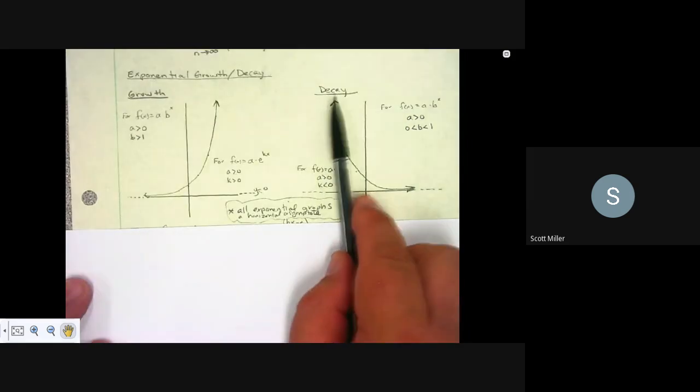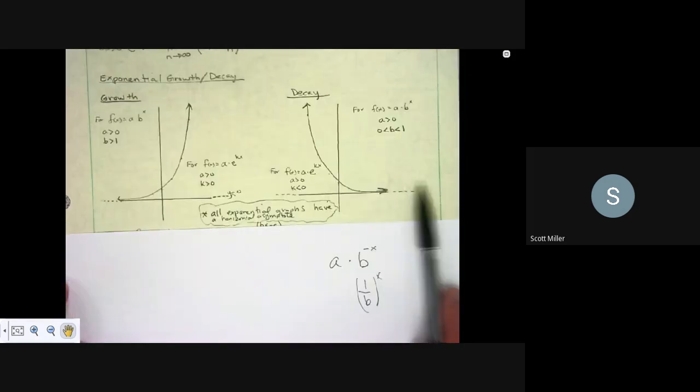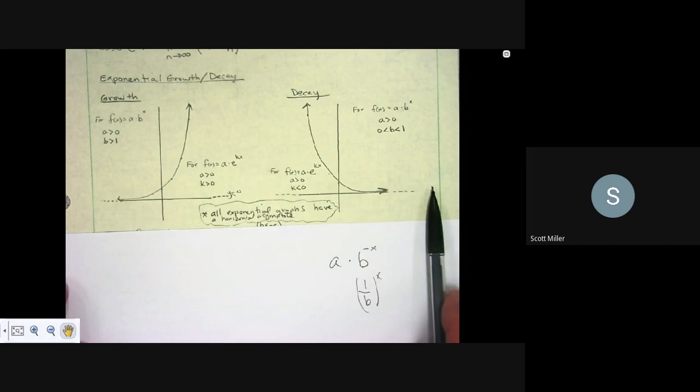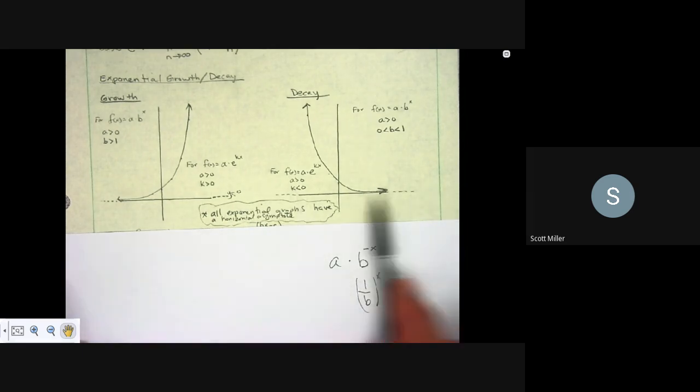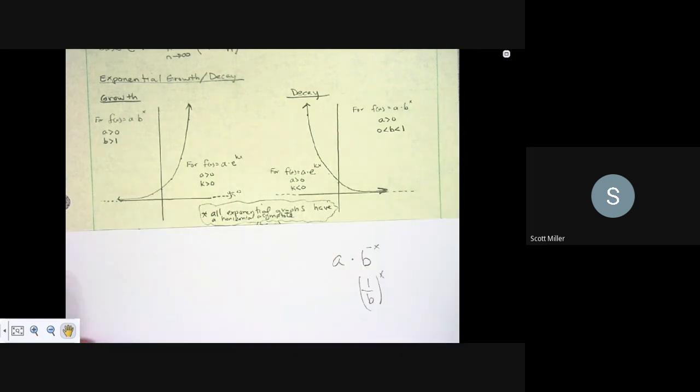On the decay side, this just flips over. And this over here becomes the end behavior on this side. As x goes to positive infinity, then this part of the graph gets closer and closer to 0. It never equals 0. It just gets closer to 0 the farther out you go. Again, we want to draw this dotted line.